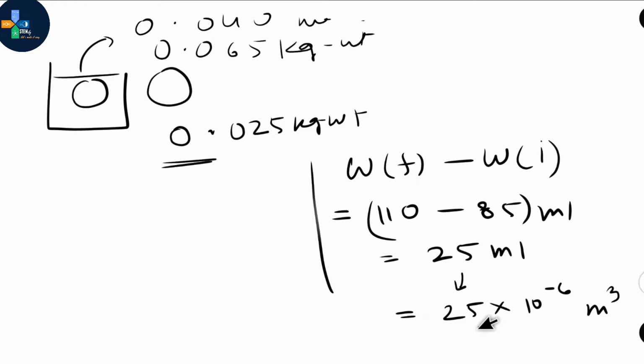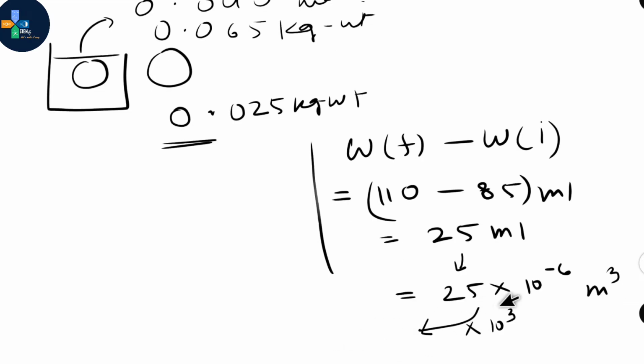Now if I want the equivalent mass of this volume of liquid, I have to again multiply this factor by 10 cube, 1000. You can get these conversion factors on the net. I won't spend much time on this bookish information; I'm just here to make you understand the concept. So by multiplying, you get a mass of 0.025 kilogram.